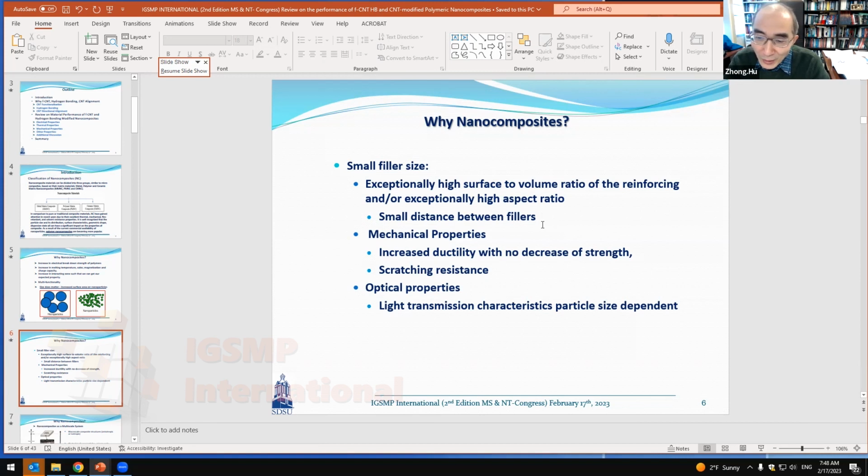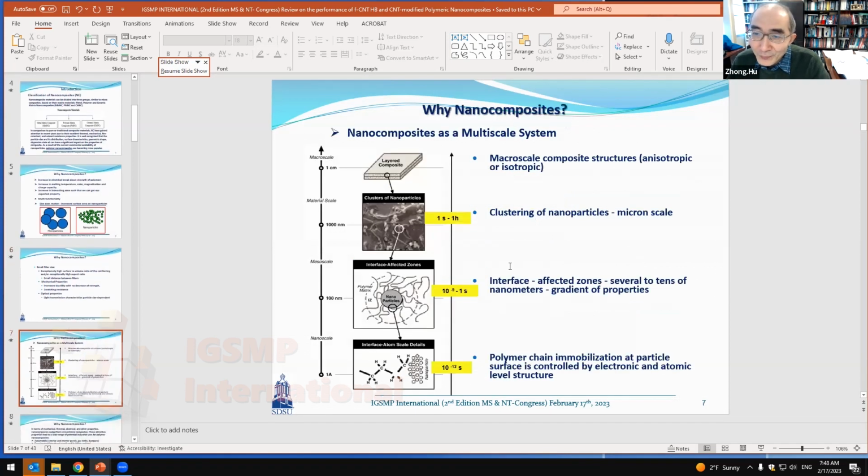improving wear, and coatings. The optical property will also be changed, for example, transparency. And this is a picture. You can see the dimension or the time scale. That will be different, as described for the nanocomposites.